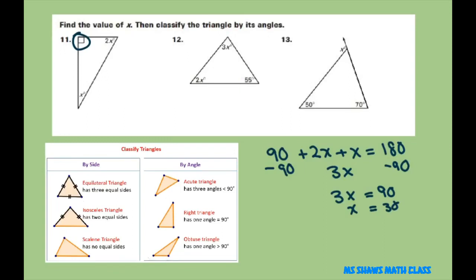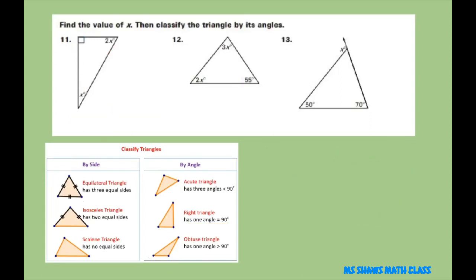So if x is 30, this would be 30 here, and 2 times 30 would be 60. But they just want to find the value of x and classify it by its angles. So for this one, it's going to be a right triangle because it has one angle that is 90 degrees.